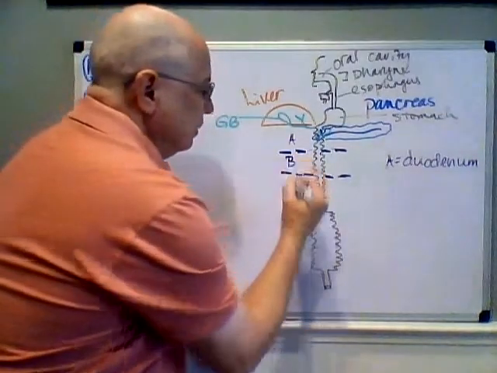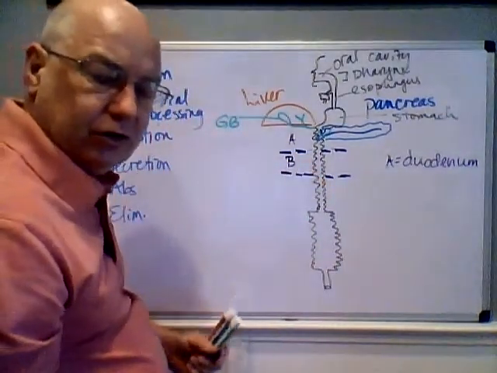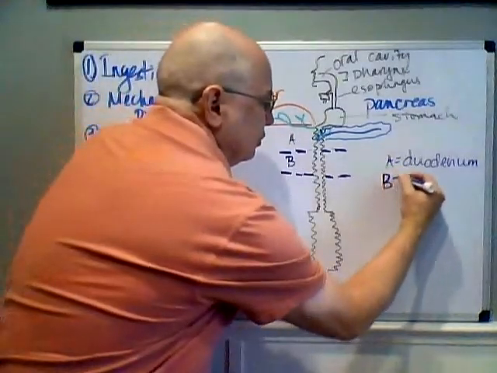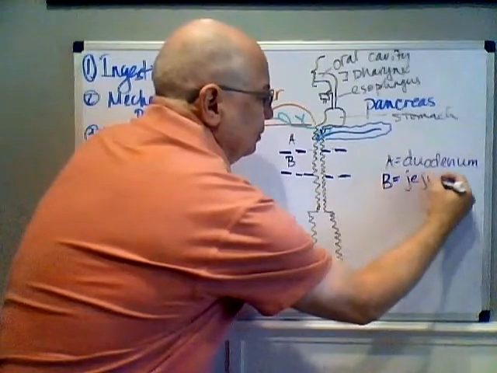The second section of the small intestine is longer. It's somewhere around 8 feet long, and that structure is called the jejunum.